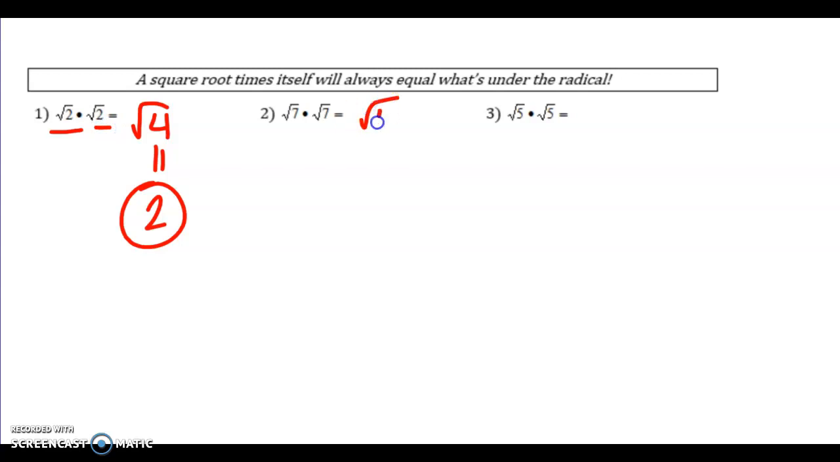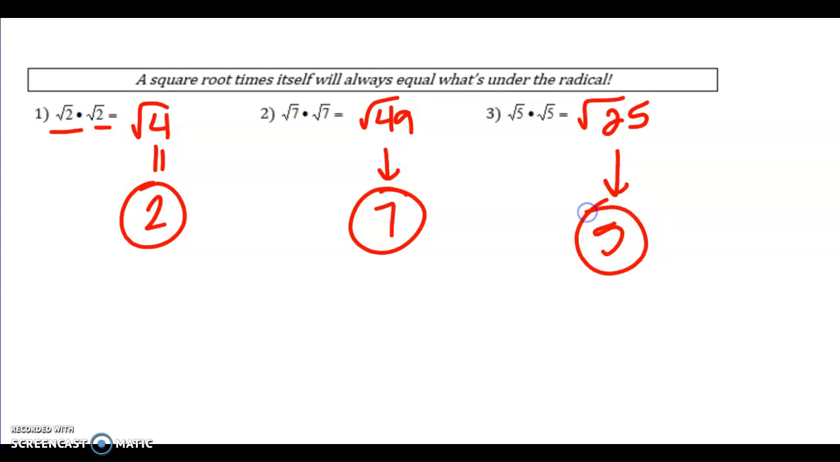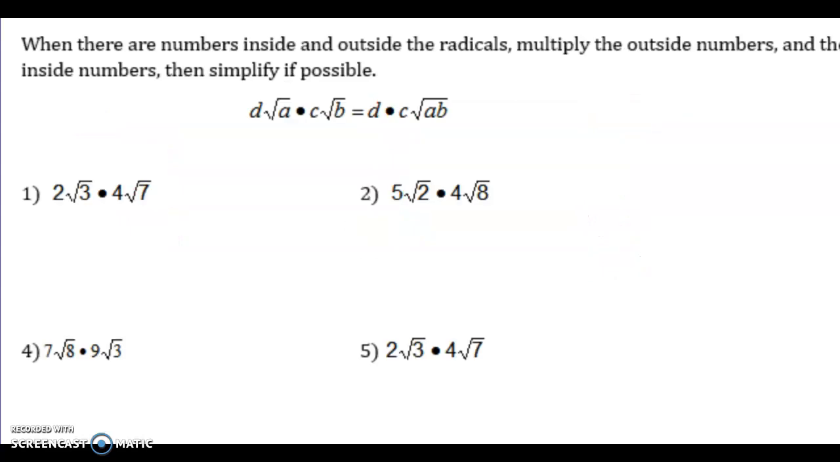So this would be the square root of 49, which is just 7. This would be the square root of 25, which is just 5. So anytime you're multiplying that radical by itself, you're basically getting rid of the radical. Okay, and we're going to need that trick later once we start multiplying and dividing by bigger numbers, and you'll see what that means.